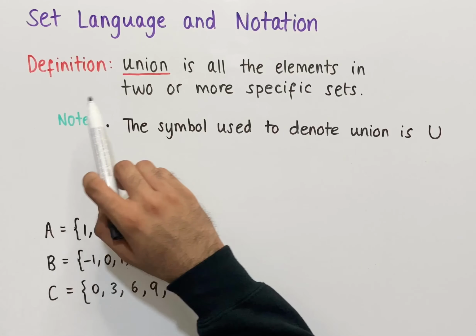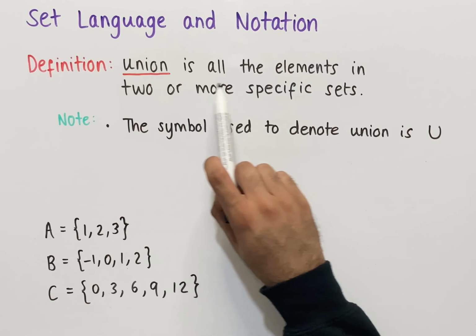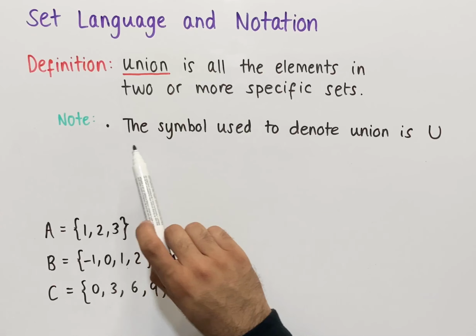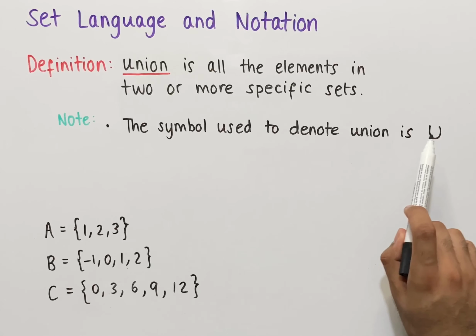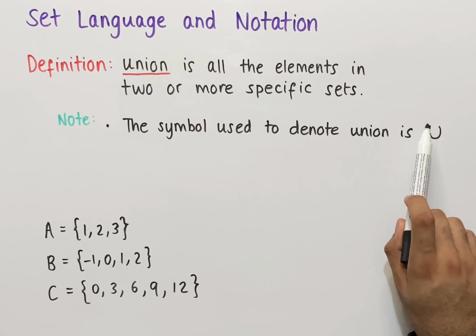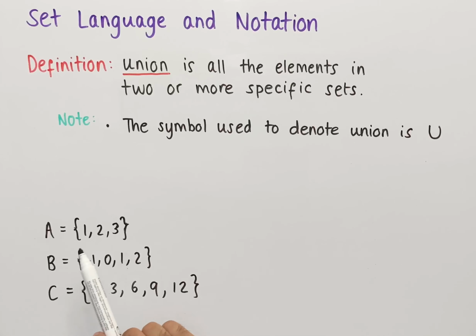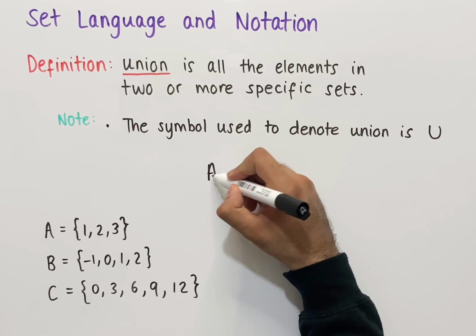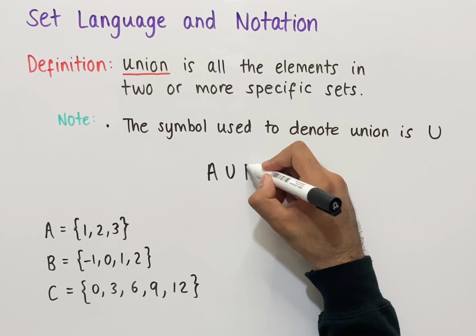The next definition is union. So union is all the elements in two or more specific sets. And the keynote is that the symbol used to denote union is this funny looking U shape. It's not quite a U, but this is the symbol we use. So if we take the three sets that we had before, so A, B and C, then A union B would be written in the following way.